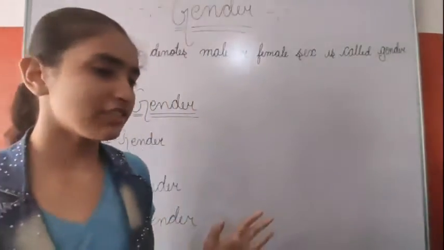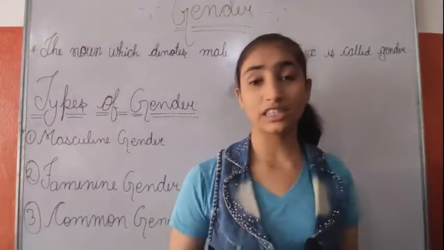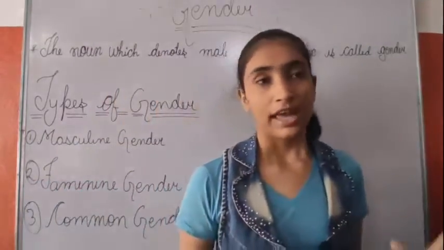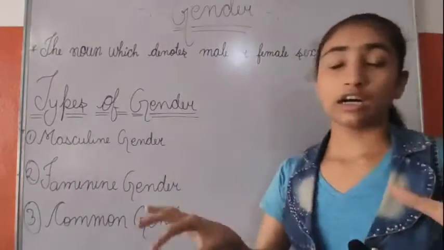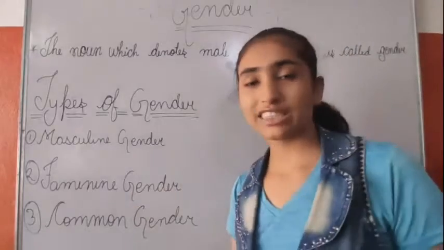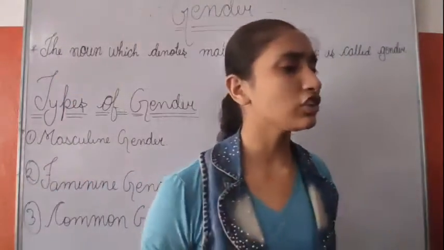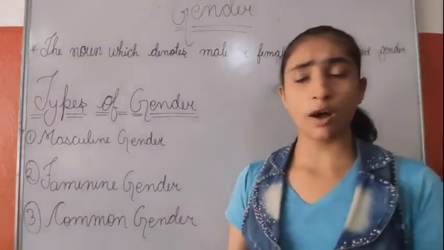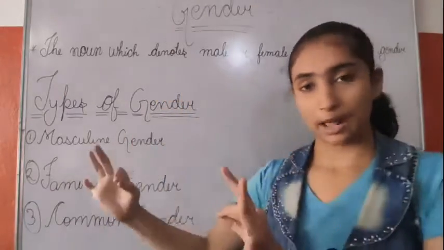Now, as we all know, here we are going to talk about gender. First of all, for looking at the rules of grammar, it is very important to analyze the history of any topic. It means here we are going to discuss the derivation and the history of the word gender. The word gender has been derived from the Latin word genus, which means sort or a type.